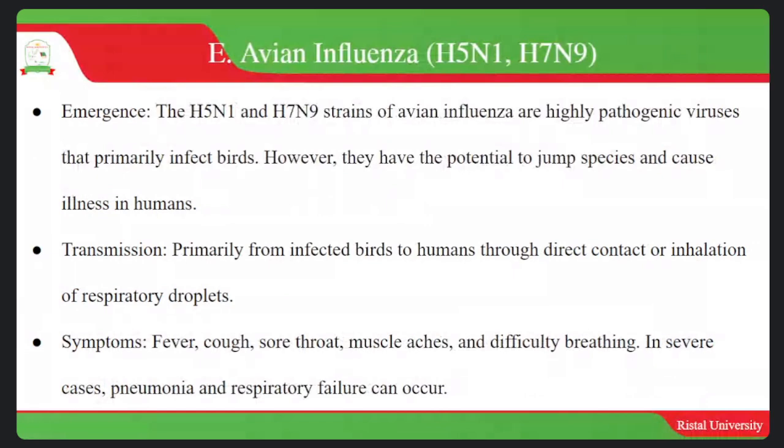So let's look at the avian influenza, H5N1 and H7N9 strains of the avian influenza. These are very highly pathogenic viruses that primarily infect birds. However, they can also jump species and cause illnesses in humans.